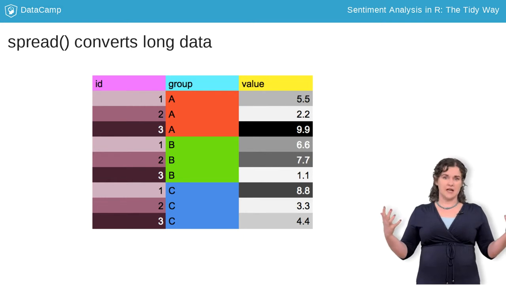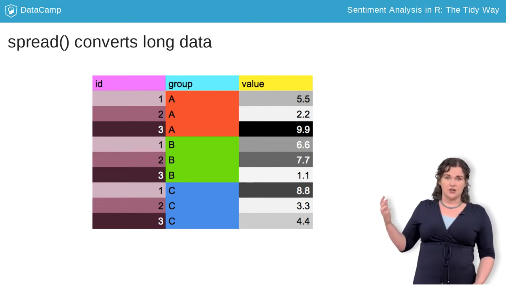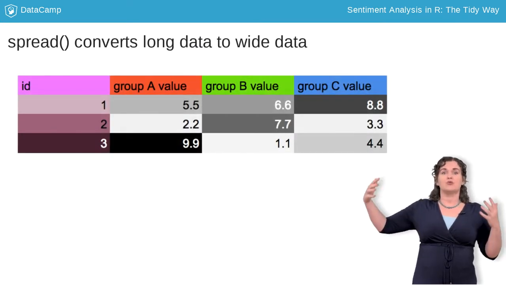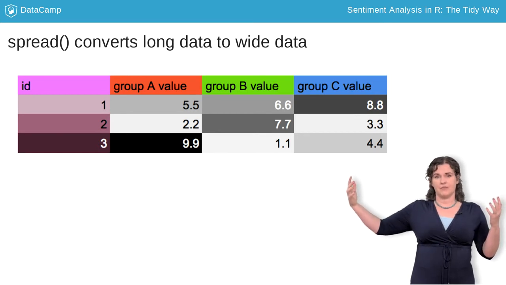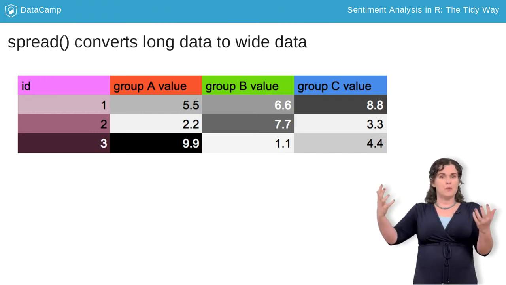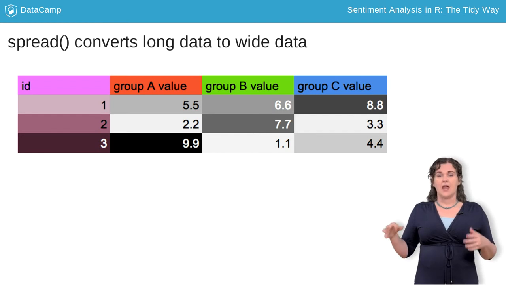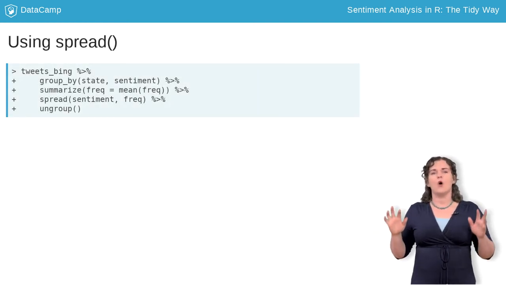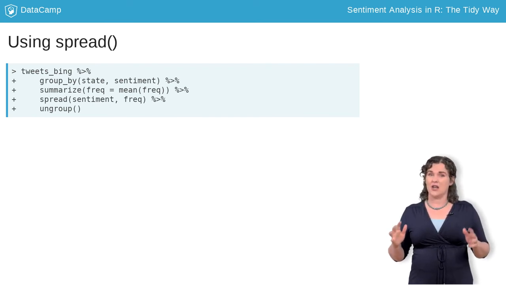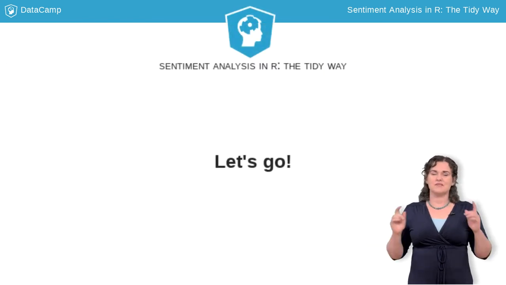And what spread does is take a long, skinny data frame, as you see here, and spreads it to make a wide data frame with each group in its own column. You're going to use the pattern we talked about earlier, where you group by, perform a calculation, and then ungroup. In this case, the calculation is finding what the average frequency is for each sentiment in the NRC lexicon in each state by using spread. Sounds interesting to me. Time to get started.